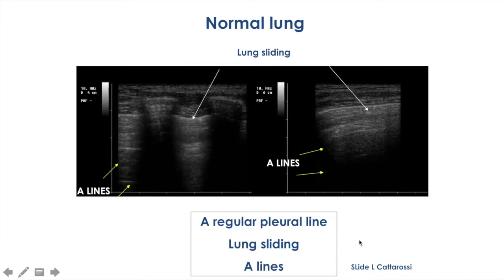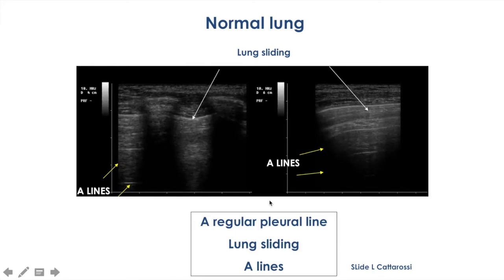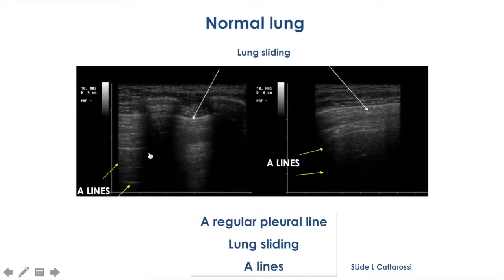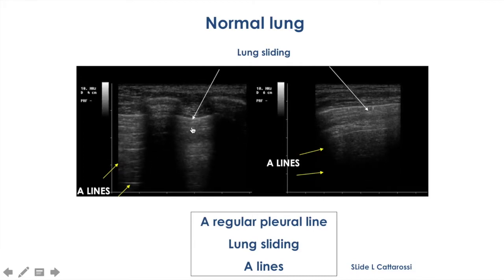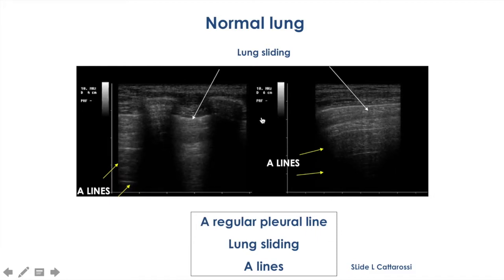This is an ultrasound video clip of a normal lung. You can see the thin, regular pleural line sliding. Here the upper and the lower rib. And here you can see the A lines. The first scan is transversal and the second scan is longitudinal. We are scanning here between two ribs, reason why we cannot see them.